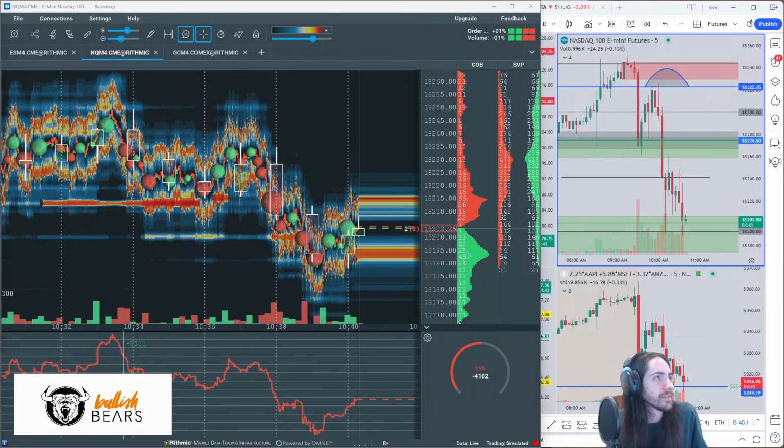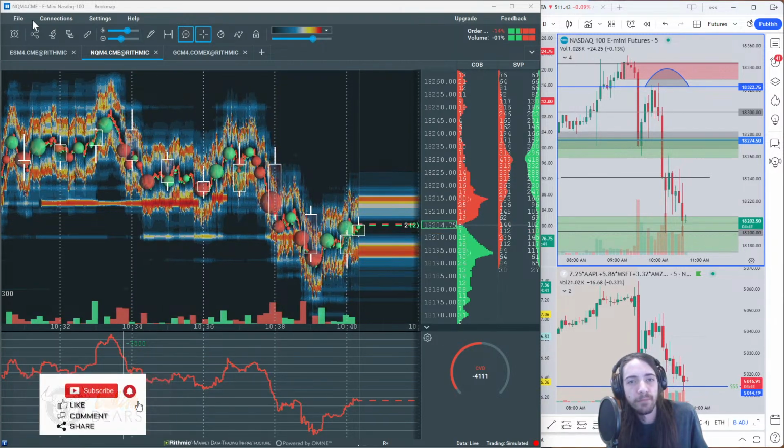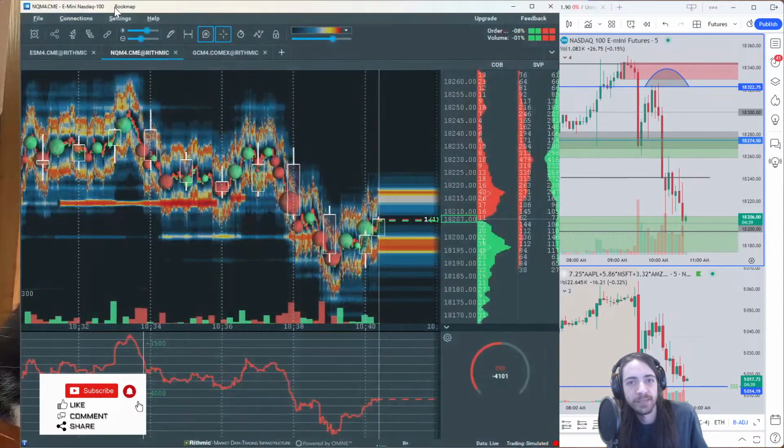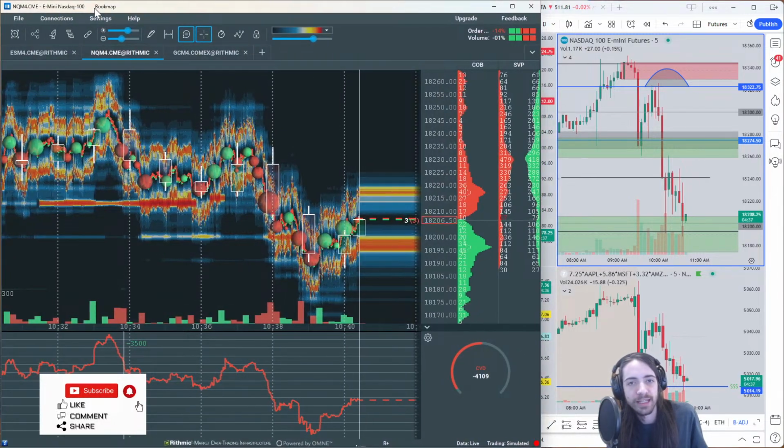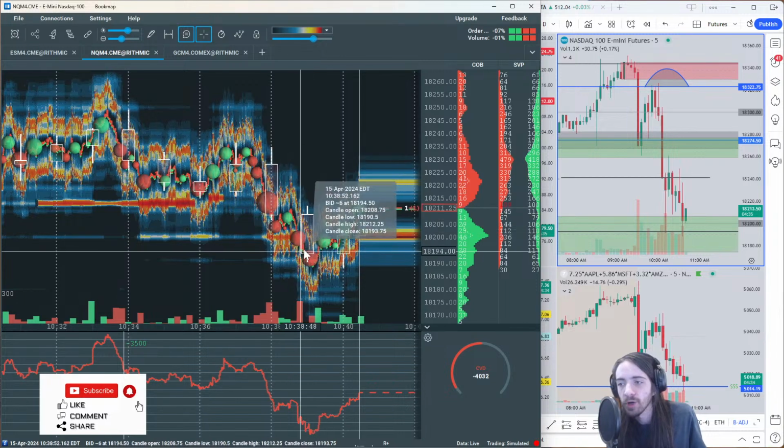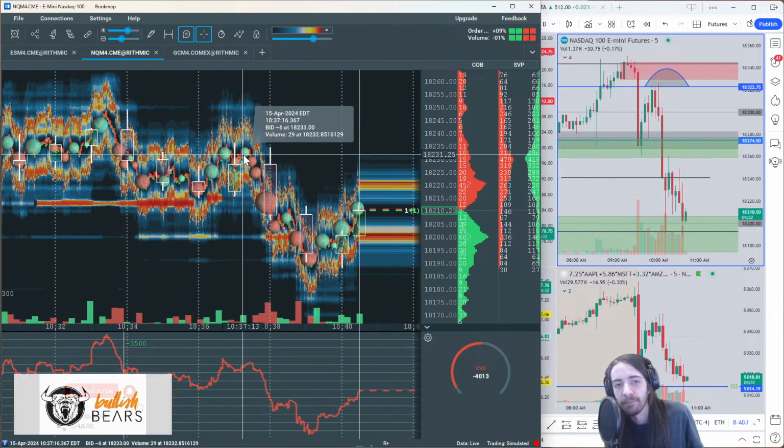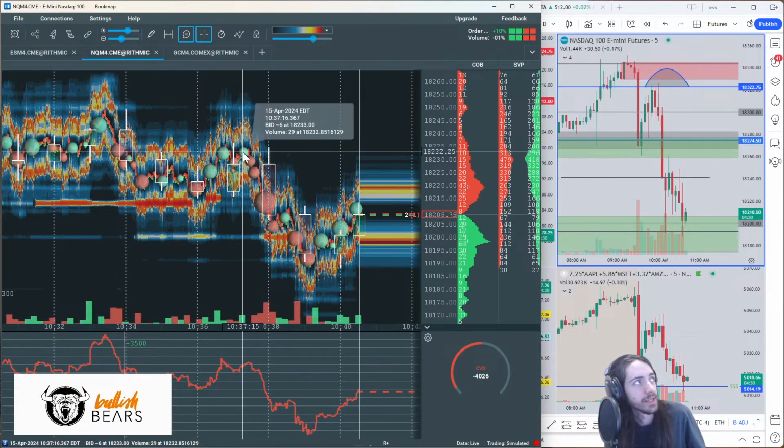Can you just say the name of that scanner one more time? No problem. This is Bookmap. Right up here, it says Bookmap. So what we're looking at, the heat map, the volume bubbles, this is all brought to you from Bookmap. This is Level 2 and time and sales.